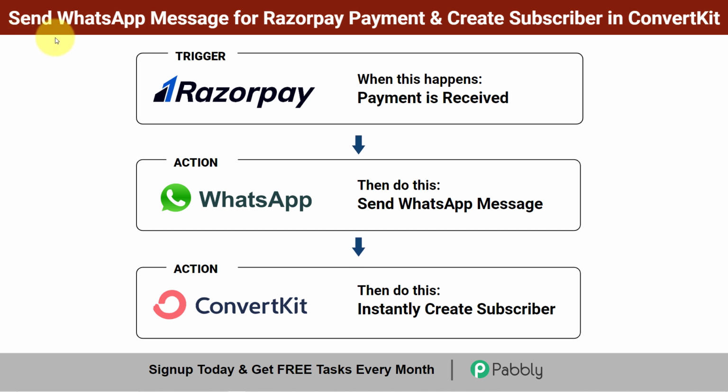In this video, I will show you how to send WhatsApp message for Razorpay payment and create subscriber in ConvertKit. So what will happen? Every time a customer makes a payment via Razorpay payment gateway, a message will be sent automatically on his WhatsApp number and the same customer will be added as a subscriber in our ConvertKit email marketing software. So if you also want to automate the process of sending the WhatsApp message and creating the subscriber in ConvertKit, then come with me and I will show you everything step by step.